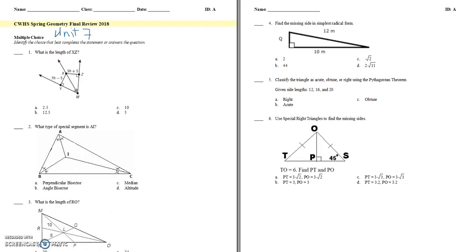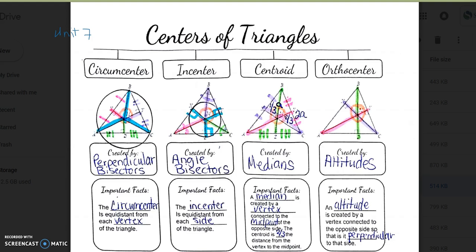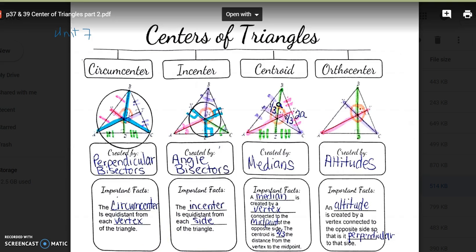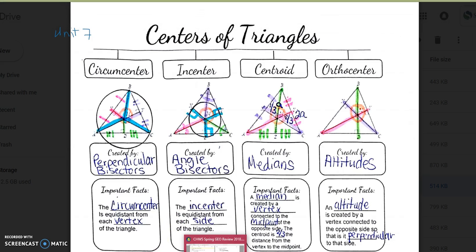Okay, this is the semester exam review for geometry in spring of 2018. This first page is Unit 7. It is the centers of the triangle. So if you will, go back and study this one. Centers of a triangle, that was the notes over this section.